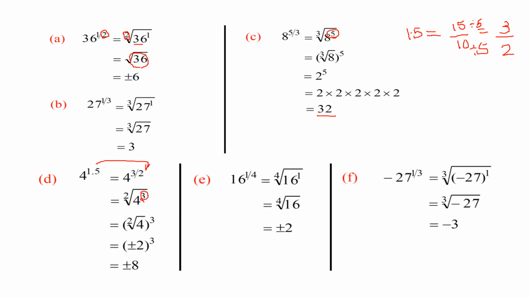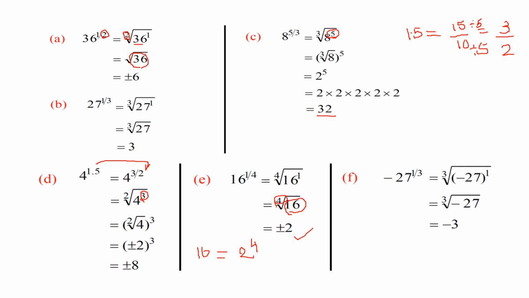And 16 power 1 over 4 will become 4th root of 16. Actually, if you have a square root and cube root, we already learned the perfect squares and perfect cubes. But for 4th root, we don't know. So for this case, try to keep the base in terms of an exponent. So 16 we can write as 2 power 4. So the 4 in the power and the radical number are equal, so we get plus and minus 2. This plus and minus is because of the even radical number.